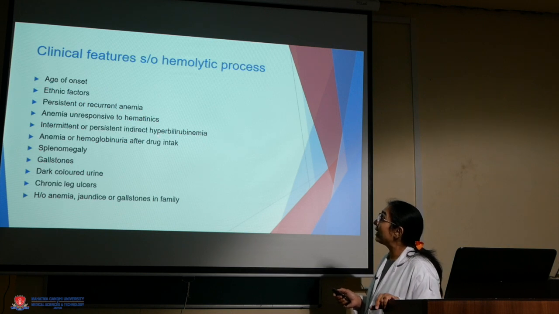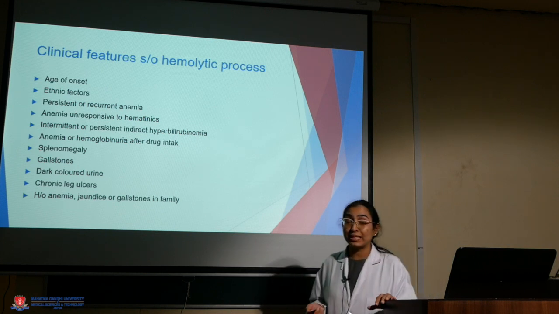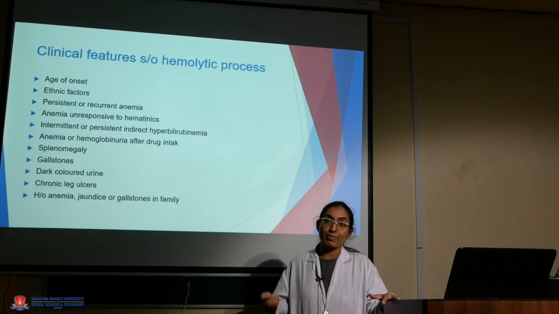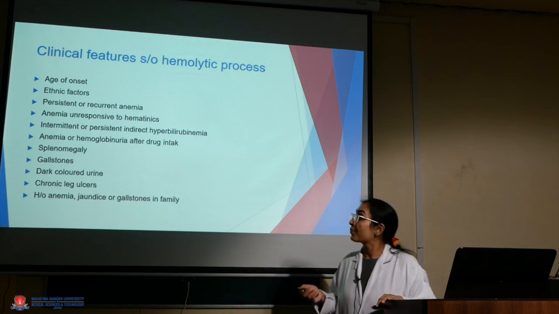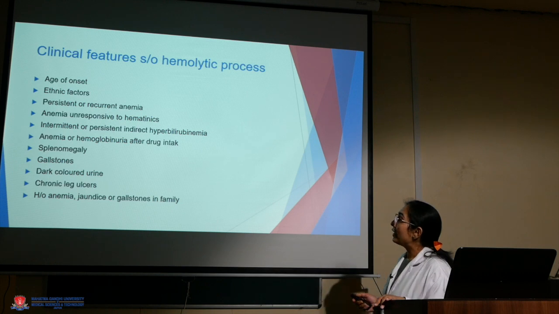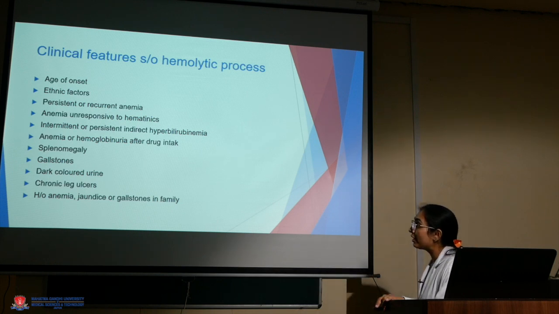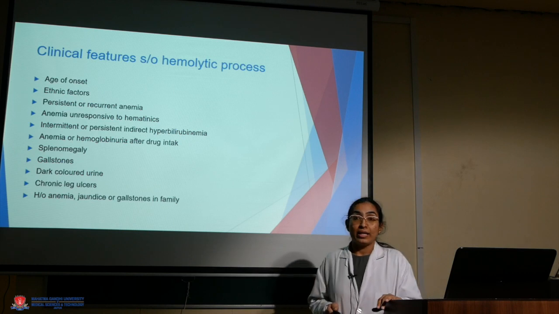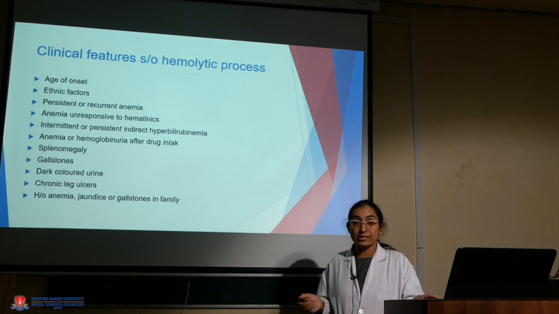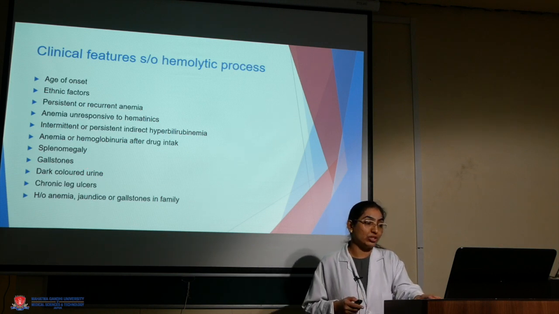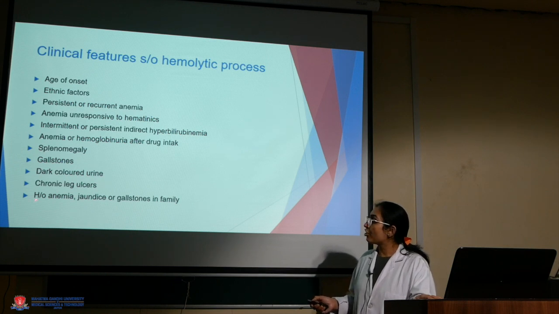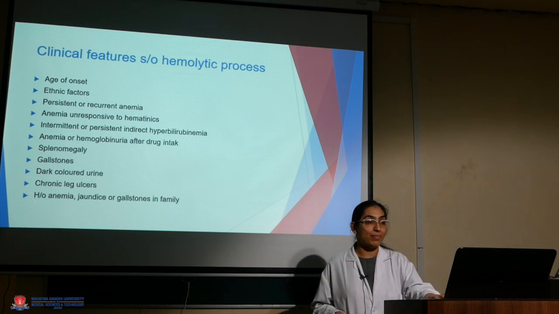Intermittent or persistent indirect hyperbilirubinemia. The patient will keep saying that they develop recurrent icterus or jaundice. They might be getting themselves treated for this icterus, although it may be just because of hemolysis and not due to hepatic issues. Then anemia or hemoglobinuria after any drug intake. Any patient presenting with splenomegaly, gallstones. If there is any history of gallstones, that is another hallmark of a hemolytic picture. High colored or dark colored urine, chronic leg ulcers, and history of anemia, jaundice or gallstones in the family.